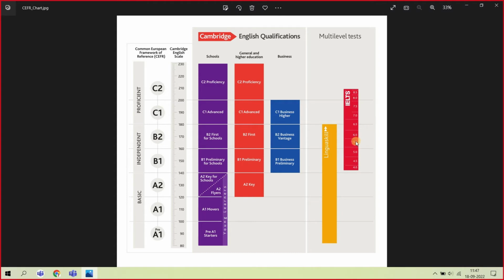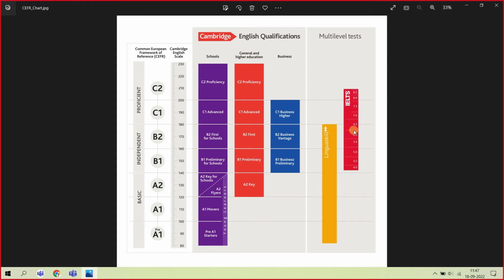So why I'm talking about this chart for IELTS and TOEFL is because they're going to evaluate your level. After evaluating your performance in listening, speaking, reading, and writing, the examiner will be able to tell which level you are at. They won't directly tell you, but they'll be able to find out.